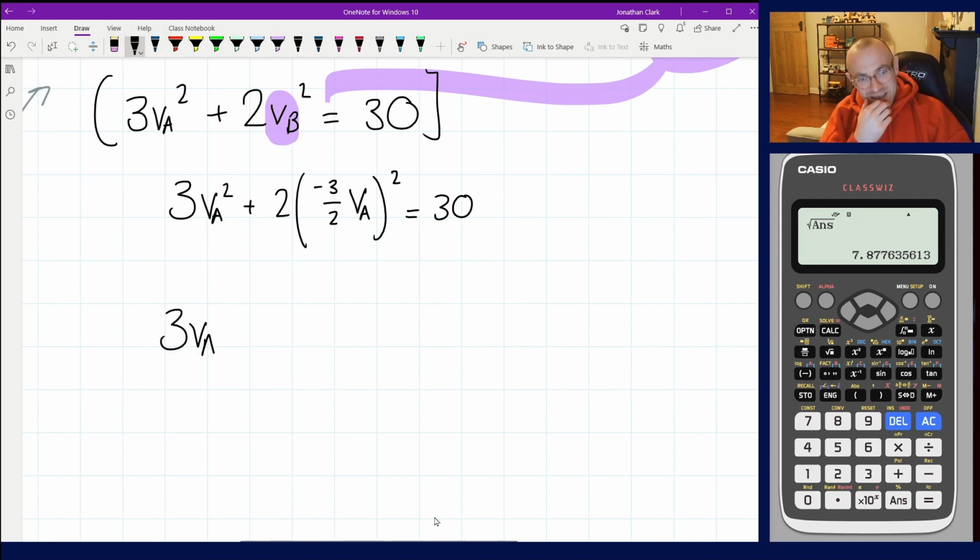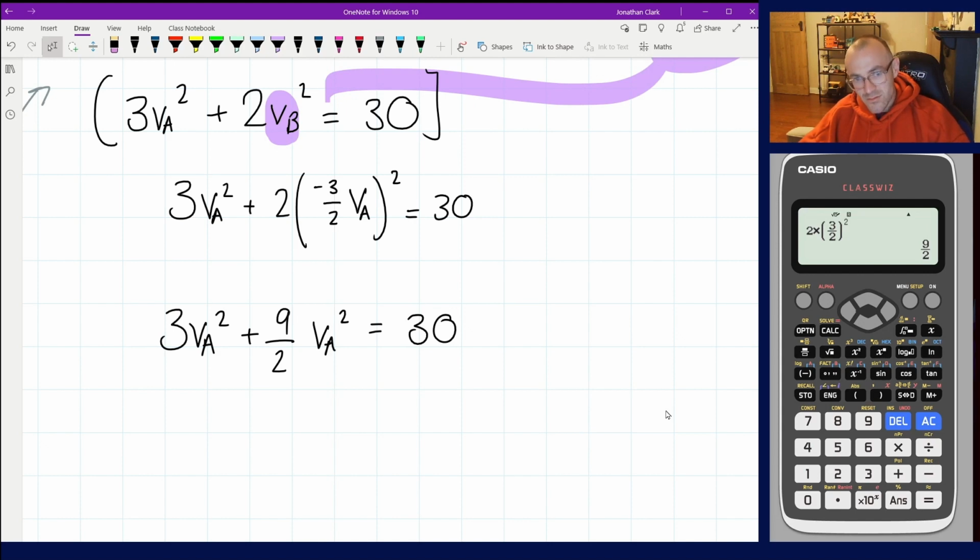Let's see what this tidies up to be. So 3 over 2 squared, I guess. The minus is gonna cancel, so it's just gonna be this squared. Square in a fraction, square the top, square the bottom, 9 over 4. We also have to take into account that we're multiplying by 2, so I should probably just type that in on the calculator. That's the easiest thing to do. 9 over 2. Okay, very good.